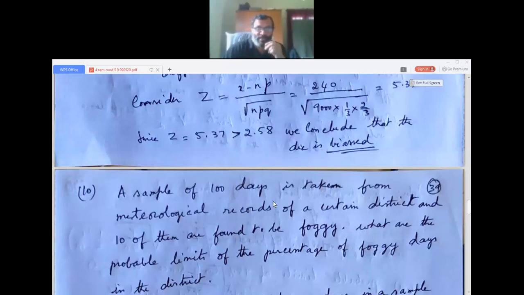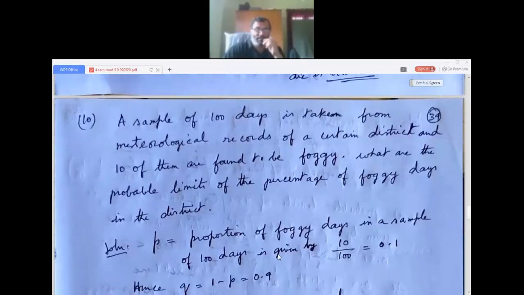So again, a sample of 100 days is taken from meteorological records of a certain district, and 10 of them are found to be foggy. What are the probable limits of the percentage of foggy days in the district?